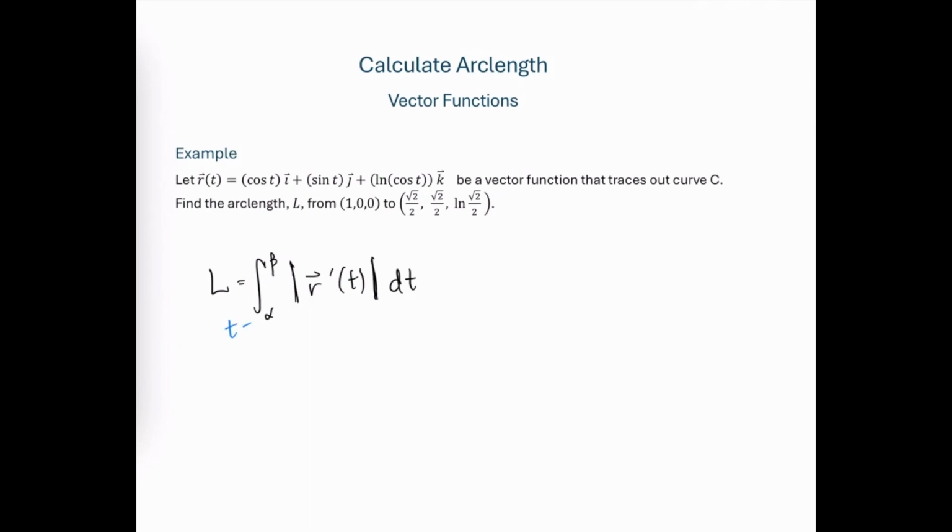The values alpha and beta are the values of the parameter that start and stop the section of arc that we're trying to measure. And in this particular case, we're not given those values of the parameter. What we're given are ordered triples that start and stop that section of the curve. So the first thing that we need to do is figure out what those limits of integration are.